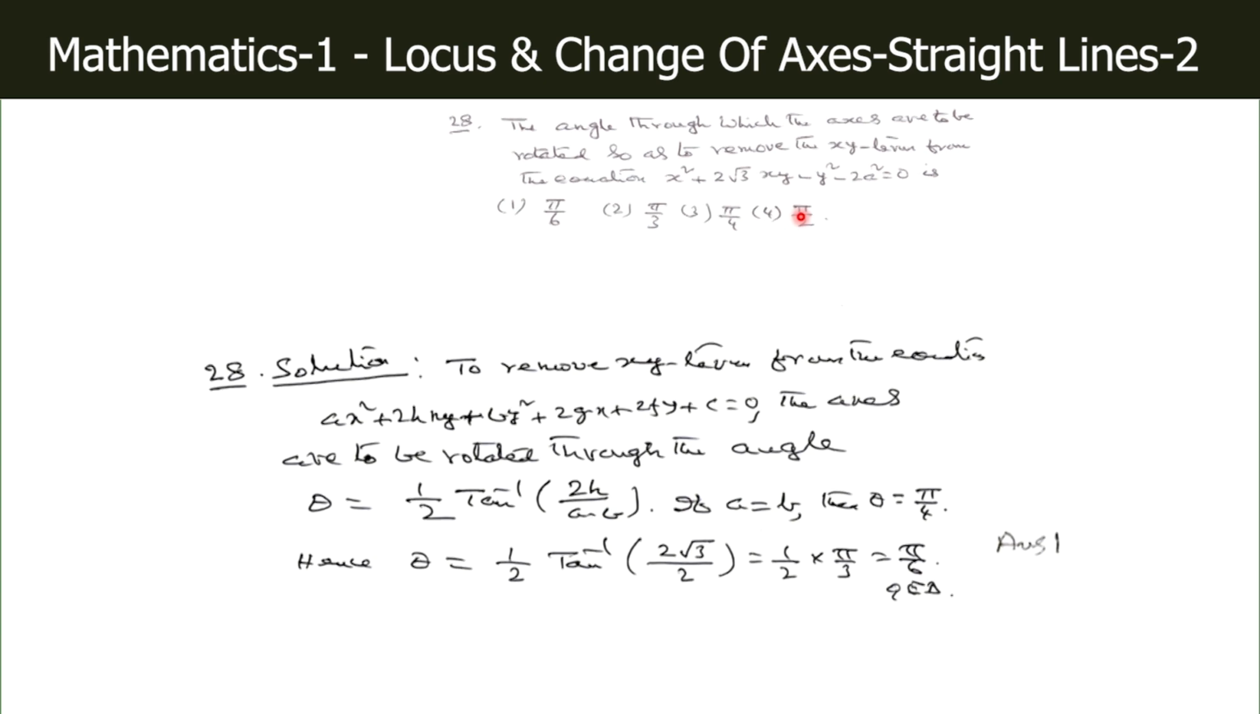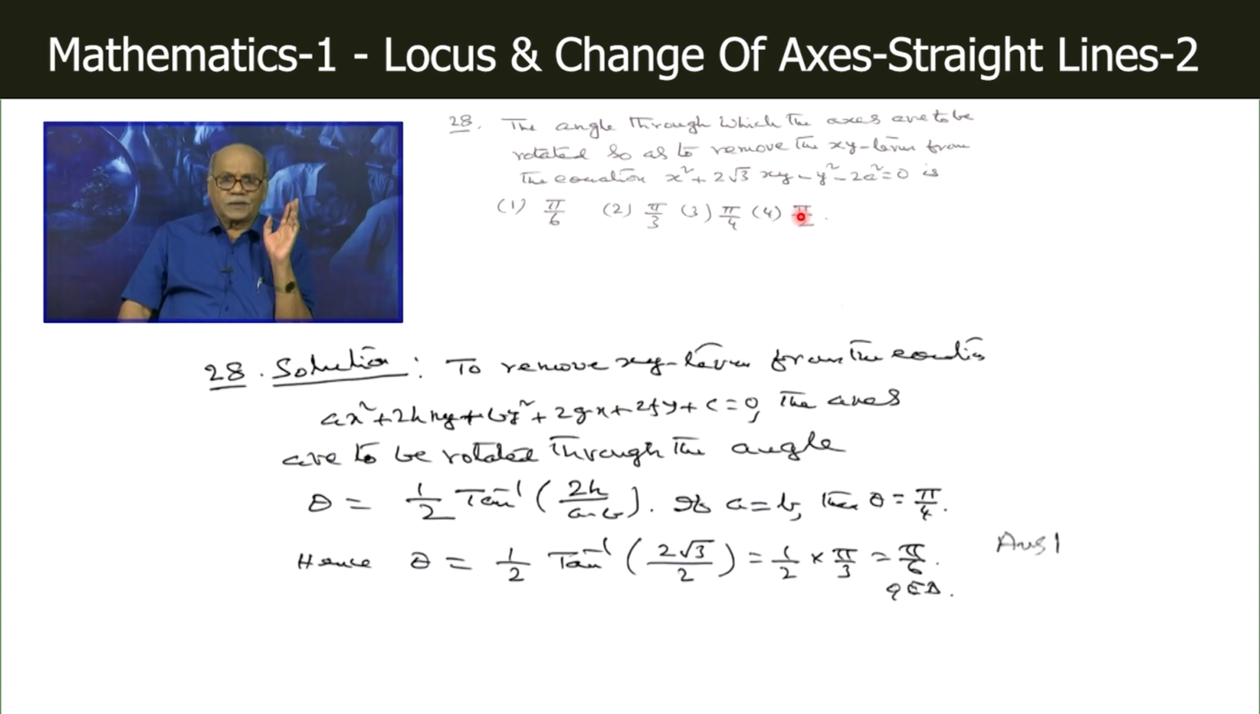So, therefore, that is half of pi by 3, which is nothing but angle pi by 6. That means, to remove the xy term from the given equation, you have to rotate the axis through an angle pi by 6, namely 30 degrees in the anticlock sense. So, therefore, the answer is number 1.